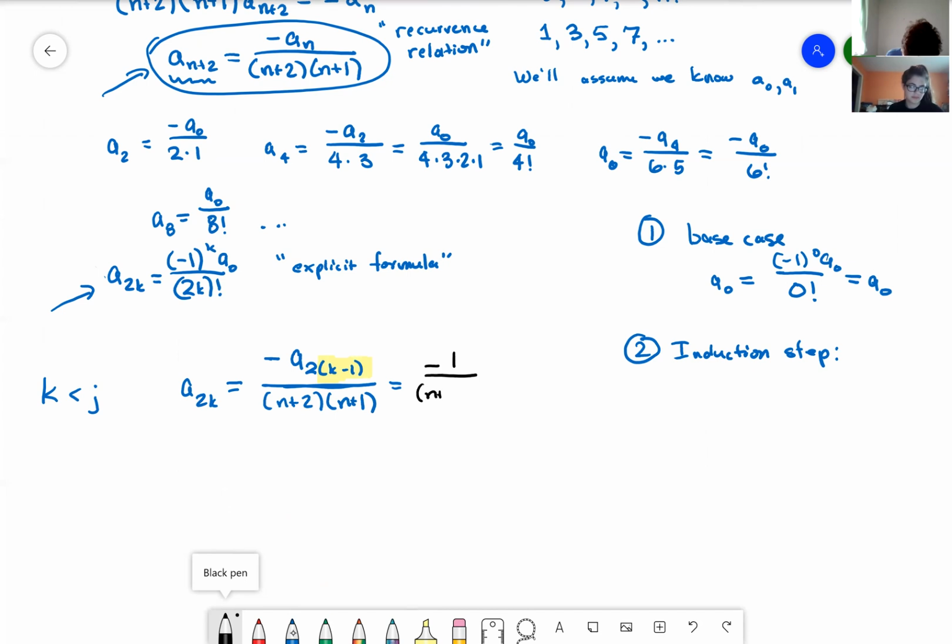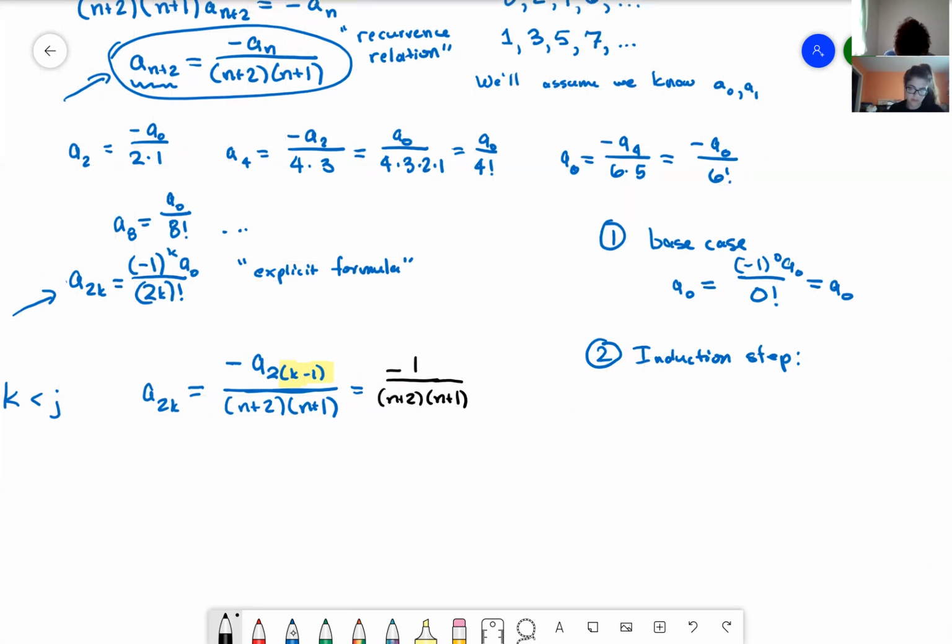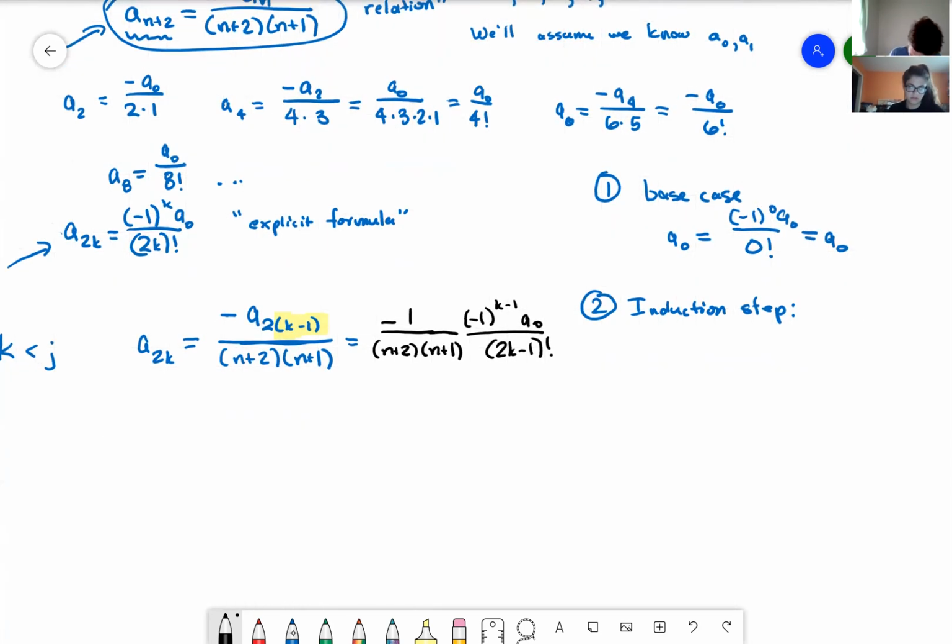So this is negative 1 over n plus 2 times n plus 1. This is our induction step. We know it for previous ones. So this will be negative 1 to the k minus 1, a0 over 2k minus 1 factorial. I wrote over. We know what the n is here. I wrote in terms of n instead of 2k. So 2k times 2k minus 1.